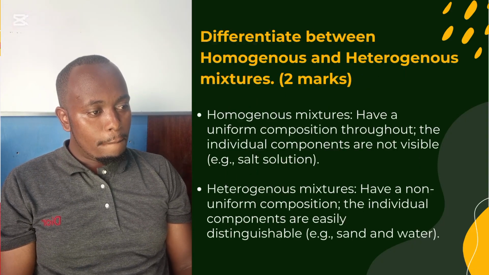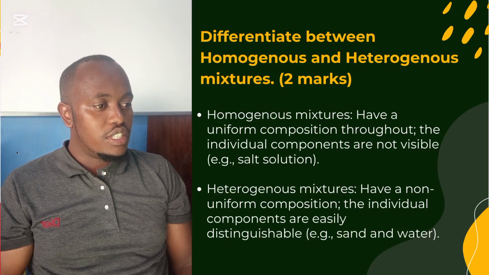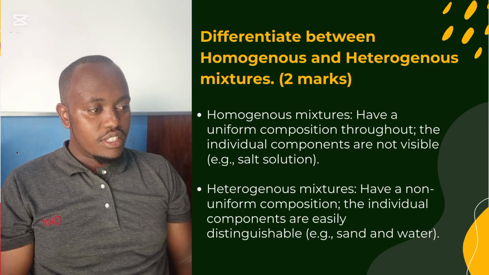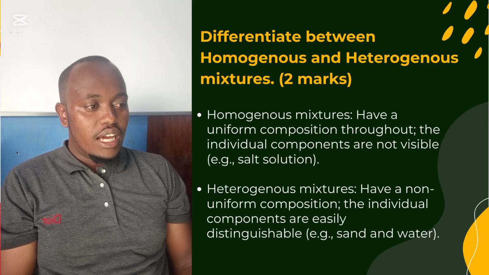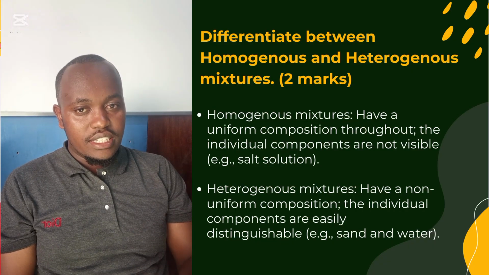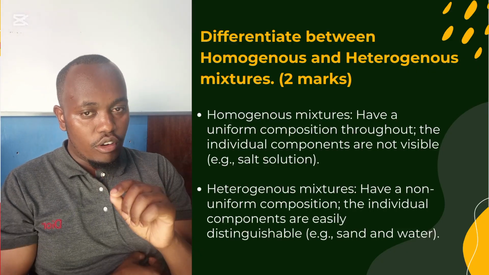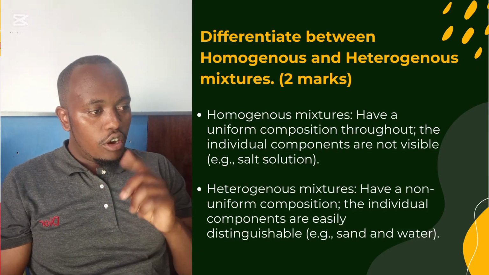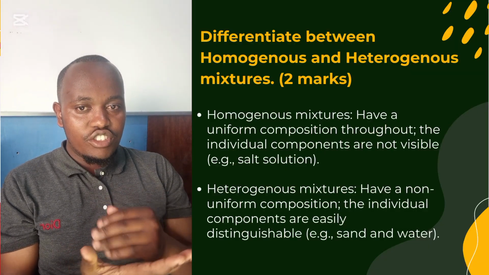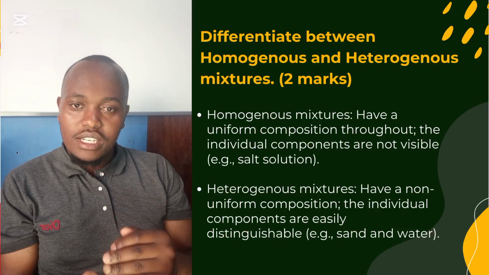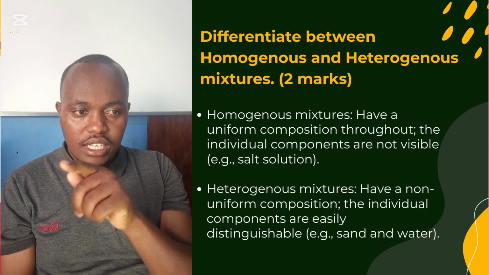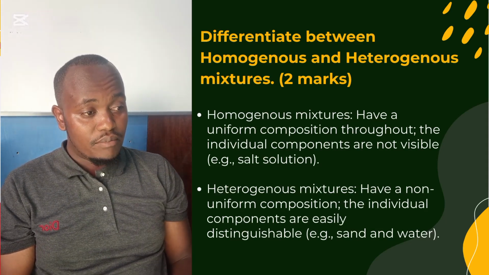The next question: differentiate between homogeneous and heterogeneous mixtures. This one you can understand from the naming. Both are mixtures. One is hetero, the other one is homo. Homo means one. So therefore, homogeneous mixtures have a uniform composition throughout, and you cannot tell the individual components. Like when you mix milk and water, you cannot point to milk and point to water separately because it has mixed completely.